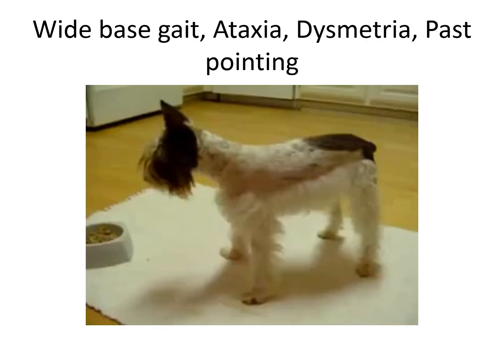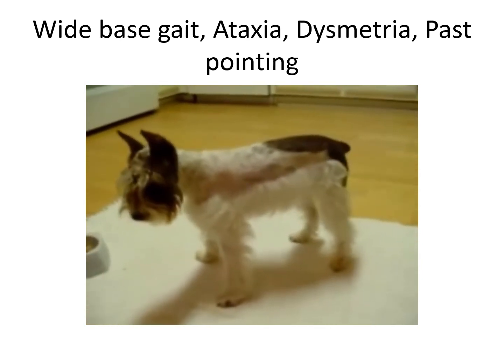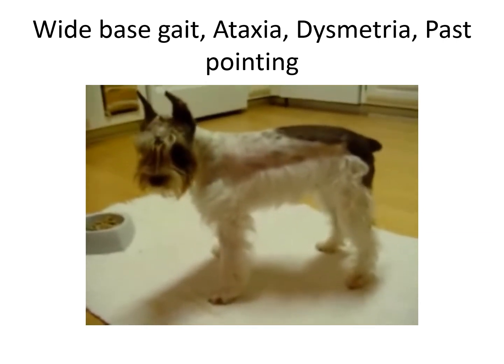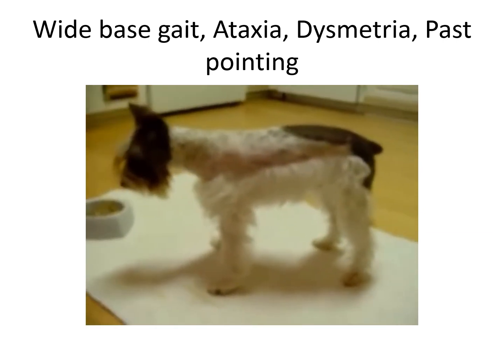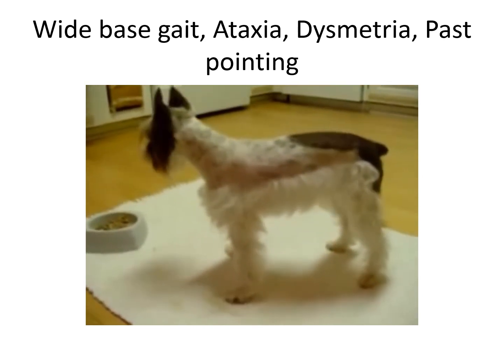In this next clip, we're going to see an animal that has a variety of cerebellar problems. We're going to see a little bit of wide base. We're going to see ataxia, dysmetria, and past pointing. You can see that the dog is standing very wide in order to maintain balance. It also oscillates between falling frontwards and backwards, so the whole balance system is compromised.